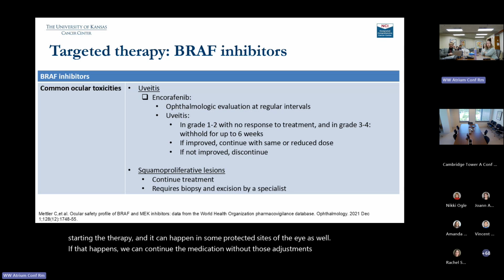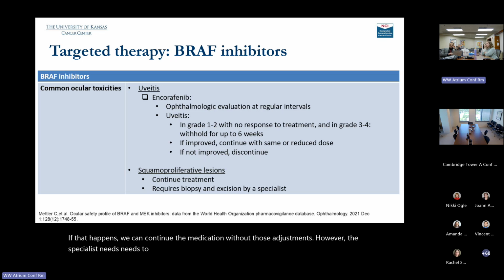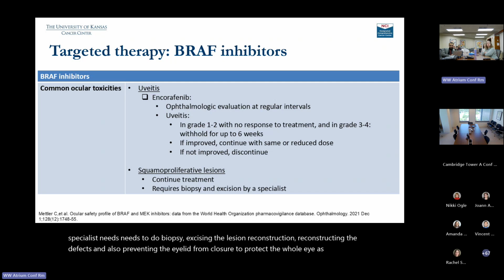However, the specialist needs to do a biopsy, excise the lesion, reconstruct the defects, and also prevent eyelid closure to protect the whole eye.